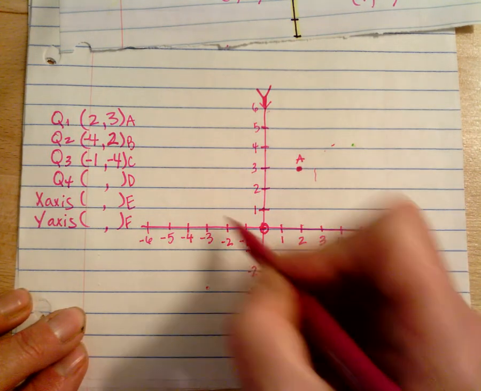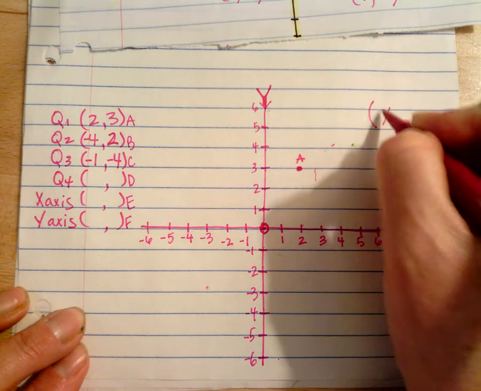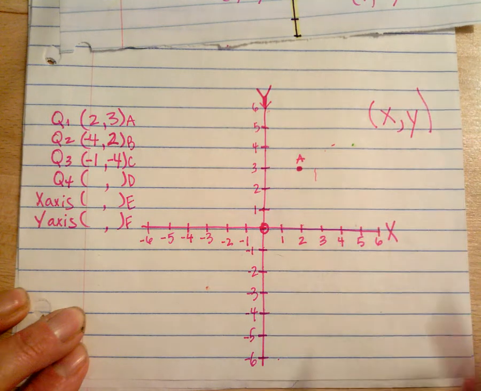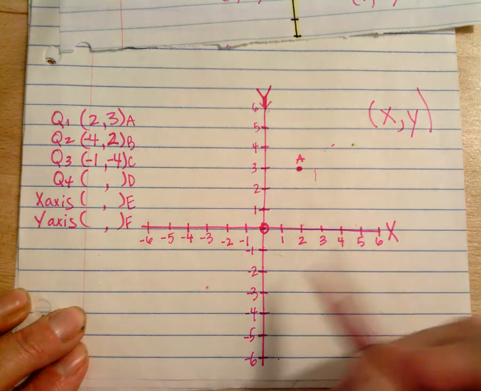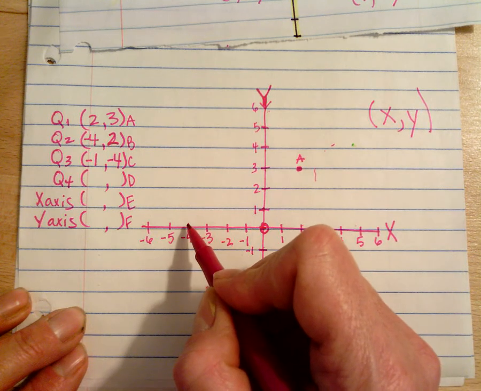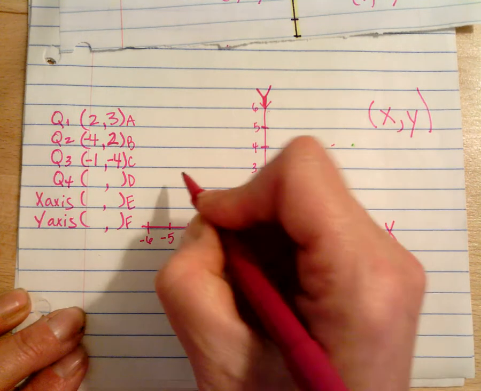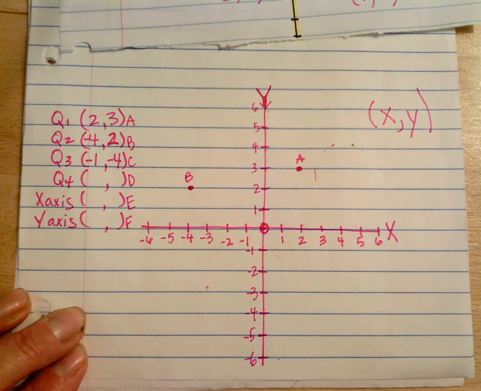Okay. Now we're going to come over here. We need to do -4. Remember, these coordinates go X, Y. This is so important to always remember. So we're going to go -4 on the X and then up 2 on the Y. Then we're going to label that one B.